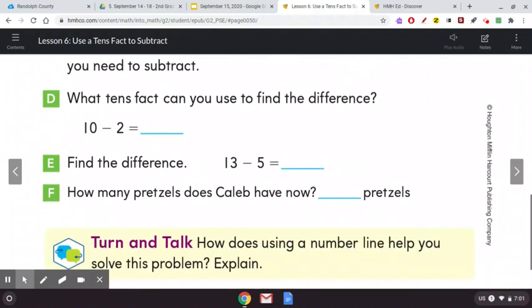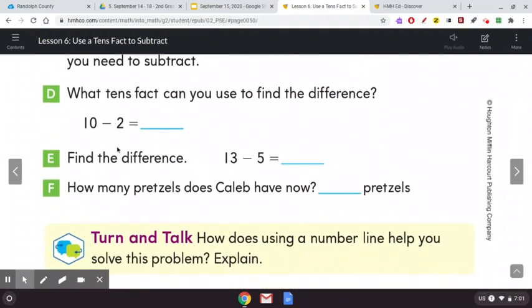Okay, so we did that. What tens fact can you use to find the difference? So 10 minus 2 was 8. We determined that on our number line. So find the difference. 13 minus 5, again, was 8. And then how many pretzels does Caleb have now? Again, he has 8 pretzels.